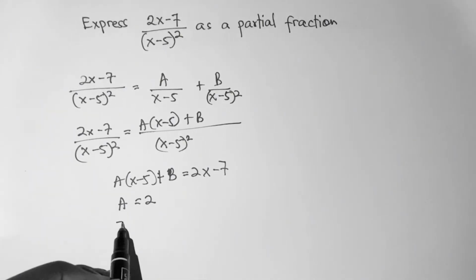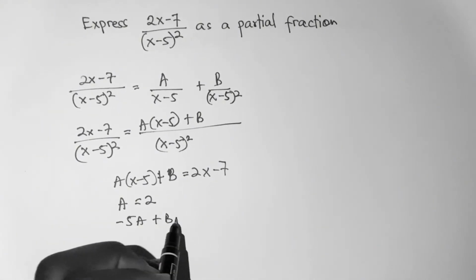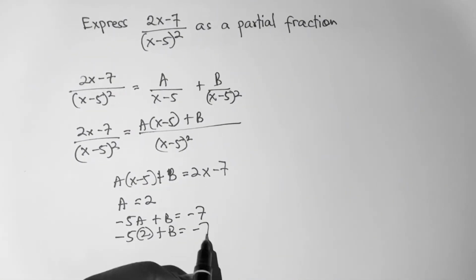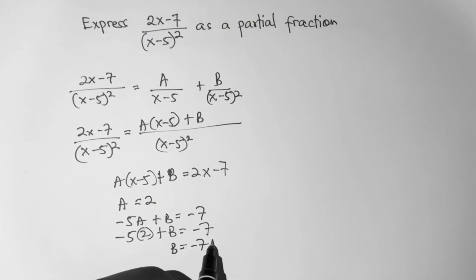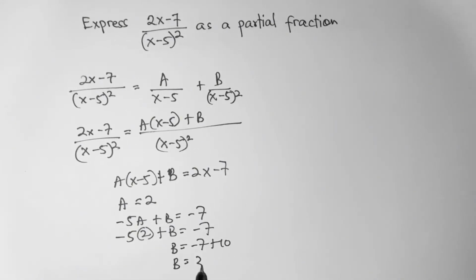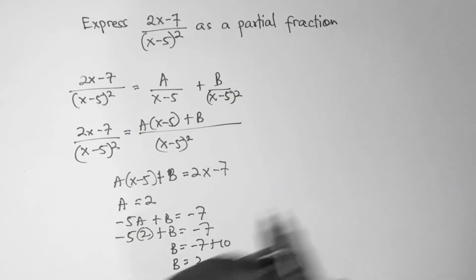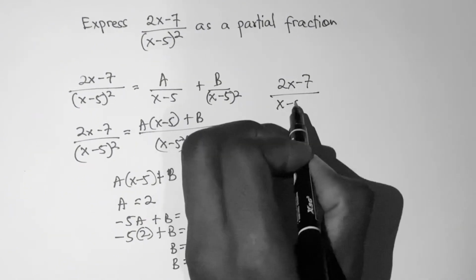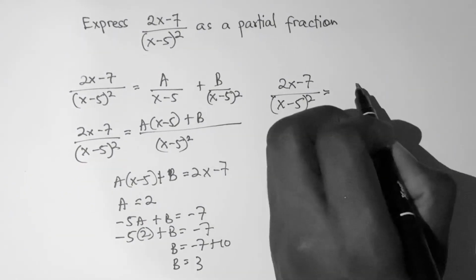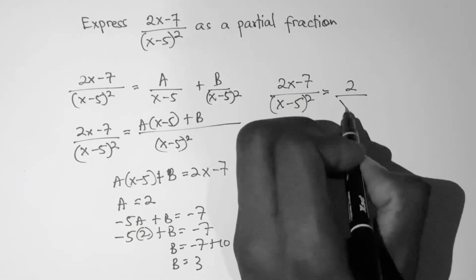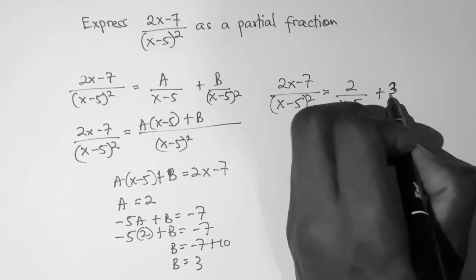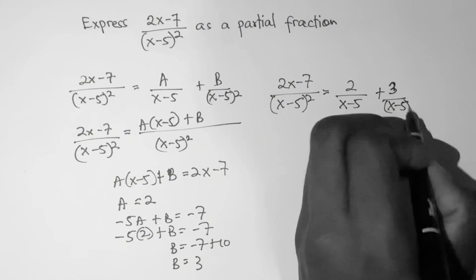Then now minus 5a plus b is equal to minus 7. So if a is equal to 2, we have minus 5 times 2 plus b is equal to minus 7. So b is equal to minus 7 plus 10. Therefore b is equal to 3. So what it means is that a is 2 and b is 3. So 2x minus 7 divided by x minus 5 squared as a partial fraction is a, which is 2, divided by x minus 5, then plus b, and b is 3, so plus 3 divided by x minus 5 squared.